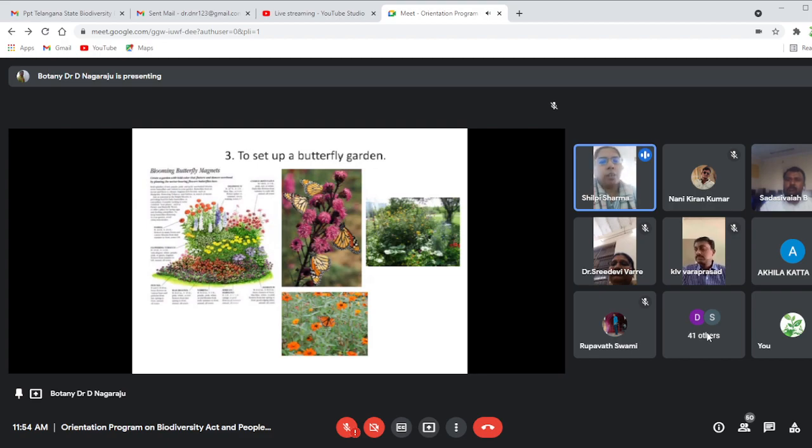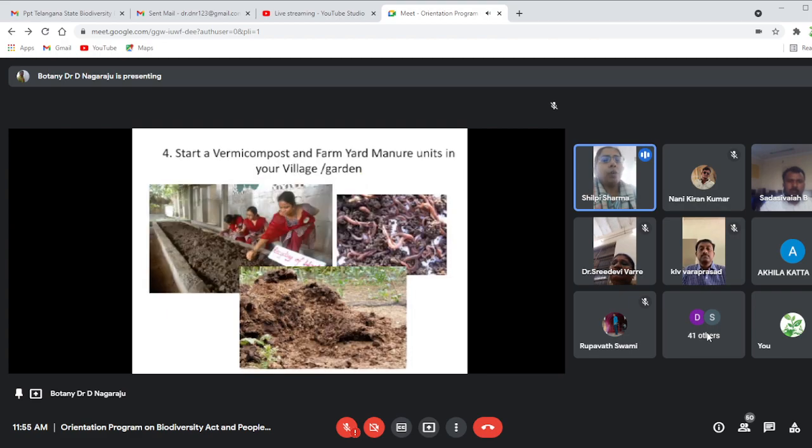How to make a butterfly garden? You have to bring certain plants which attract the butterflies. Next, you can go for vermicomposting, that is organic farming, at your own college level. You can segregate the waste and use the waste, keep some microorganisms and some earthworms in that, and you can go for vermicomposting easily.